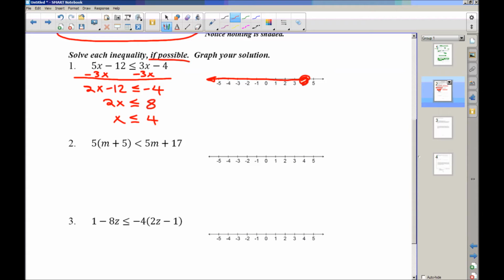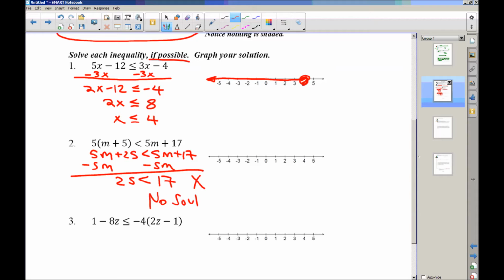All right, number 2, first I'll do the distributive property. So I'm going to get 5m plus 25 is less than 5m plus 17. And then I'll subtract 5m from both sides to try to get all the m's on the same side. But just like before, something special happens. All the m's cancel out. We look at what remains and we say, is this a true statement or a false statement? Is 25 smaller than 17? Nope, so no solution. And the graph for no solution looks just like this.